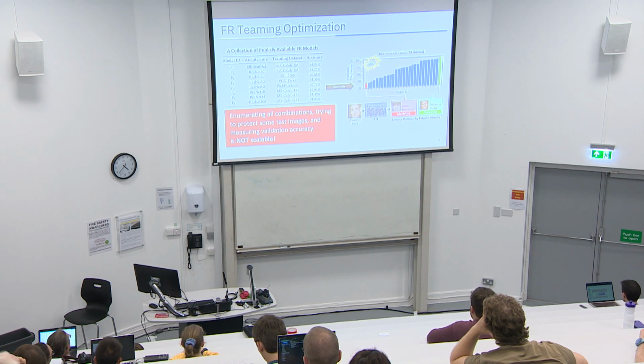But how to find this subset of models in a scalable manner is an important question. We can't just enumerate all of them, do some measurements, and see which one is better, because it can take forever.